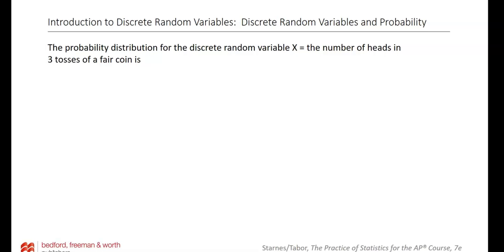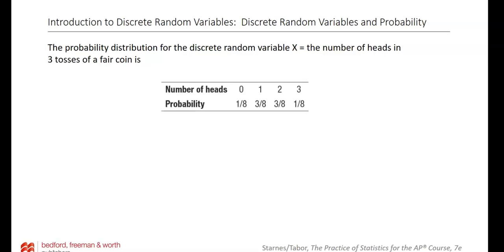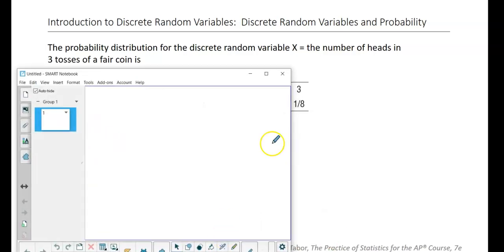X is the number of heads in 3 tosses of a fair coin. So X is the random variable, the number of heads if you toss 3 coins. The most it could be is 3, the least it could be would be 0. So it goes anywhere from 0 to 3. You could write out a little table and ask, what are the possible numbers of heads from 0 to 3? And then you could calculate each one.